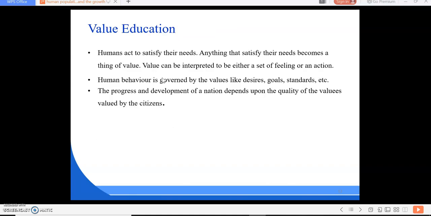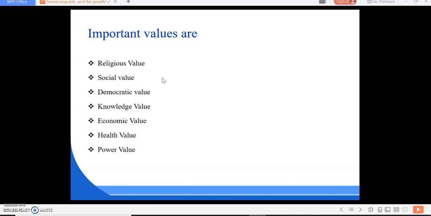Next is value education. Humans act to satisfy their needs. Anything that satisfies their needs becomes a thing of value. Value can be interpreted to be either a state of feeling or an action. Human behavior is governed by values like desires, goals, standards, etc. The progress and development of a nation depends upon the quality of the values valued by its citizens. There are various important values: religious value, social value, democratic value, knowledge value, economic value, health value, and power value.